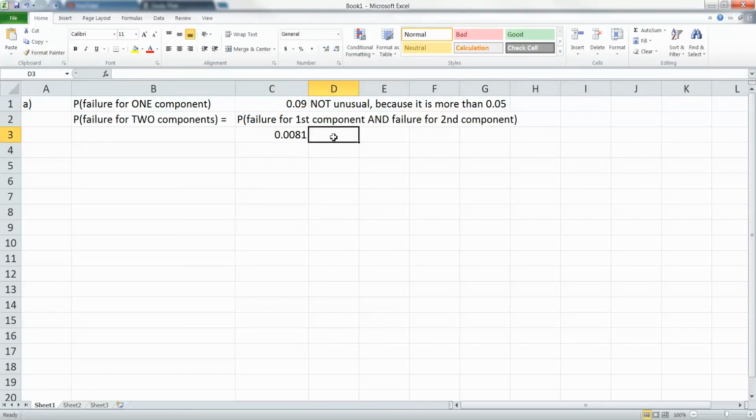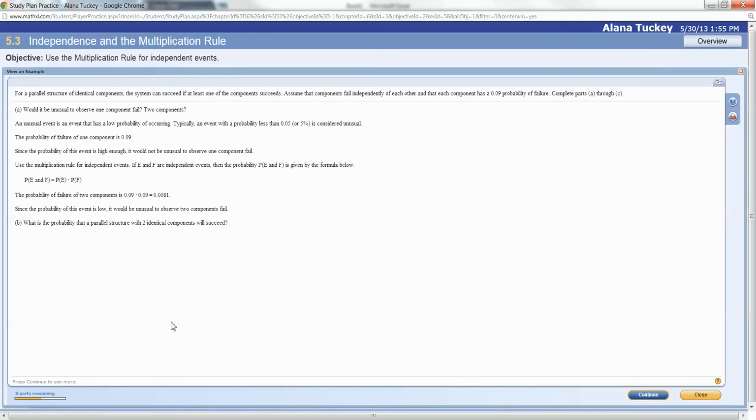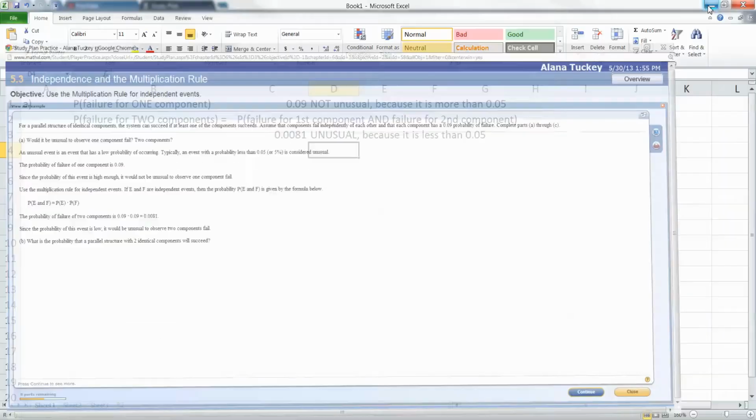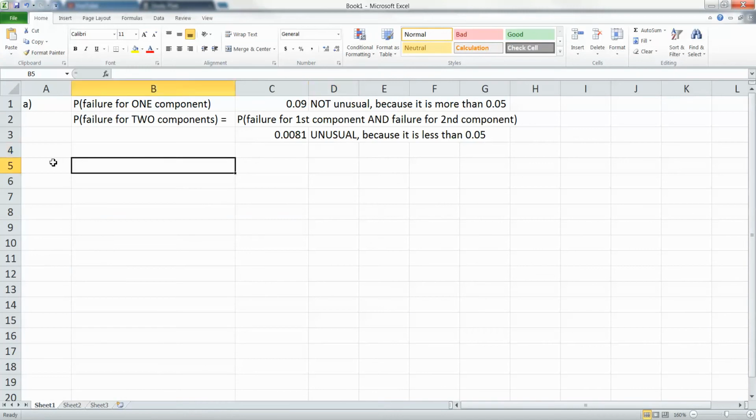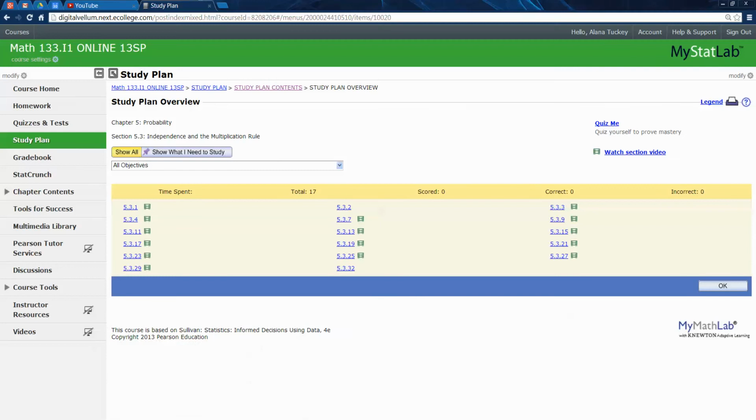Okay, well, that is unusual because it is less than 0.05. 0.05 itself counts as unusual, I believe, in our textbook. Let me double check that. Oh, no, 0.05 does not. It's just less than that is unusual. So if it's equal to 0.05, that's not considered unusual for our book. Some books count it, some books don't. Our book does not. Oops, I'm sorry, I'm on the wrong window.